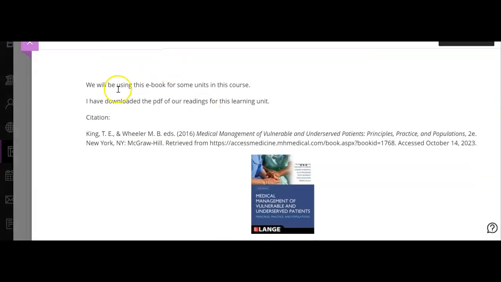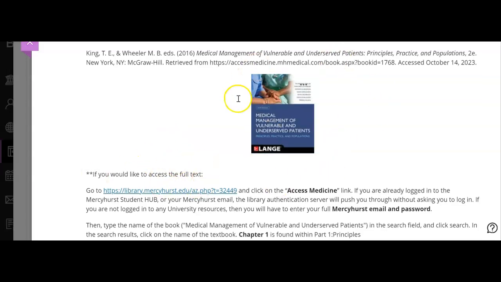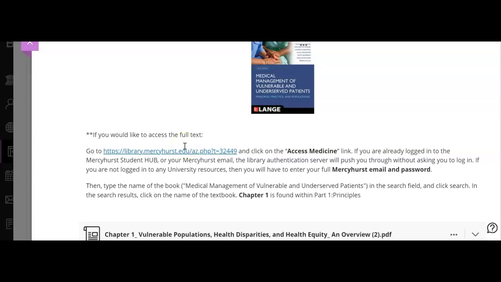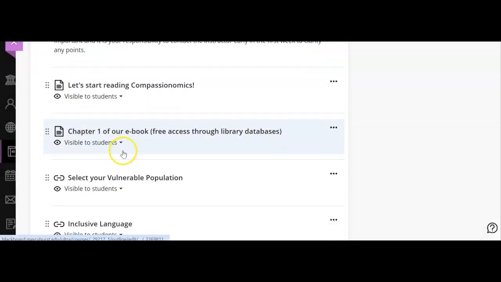Then here's chapter 1 of our ebook. I tell you how to access this full text, and it's, again, free. It's pretty easy if you read through the directions, but for chapter 1, for ease of getting started, I have included the PDF. So you're going to read that.